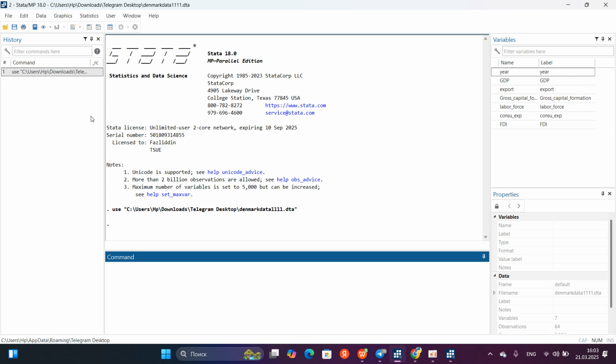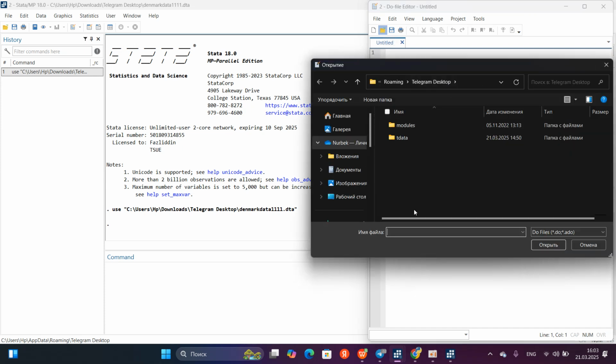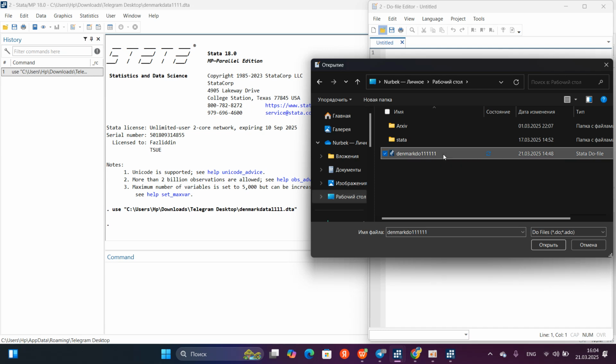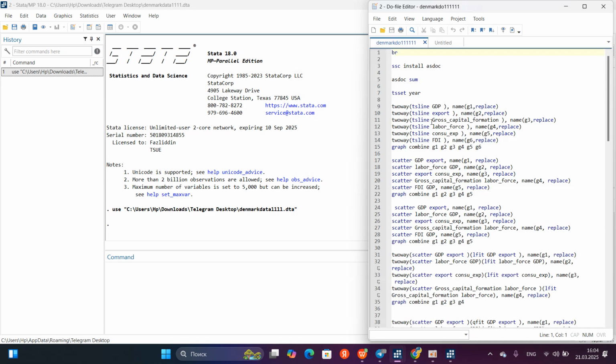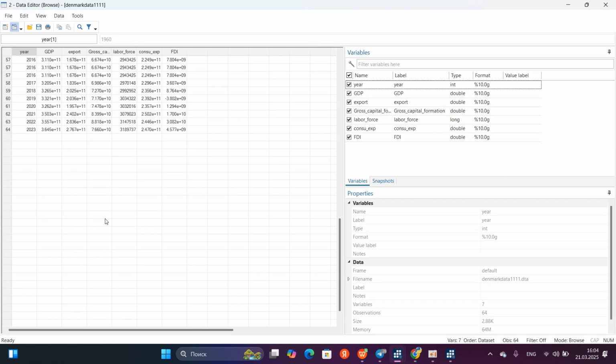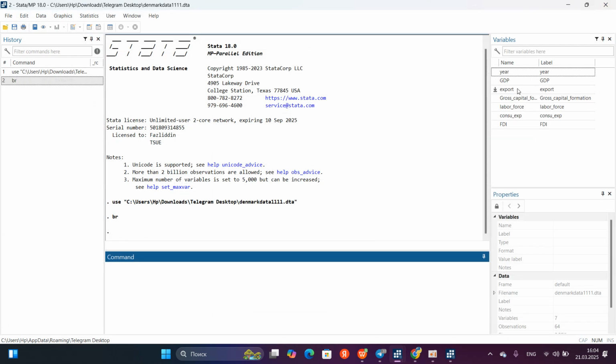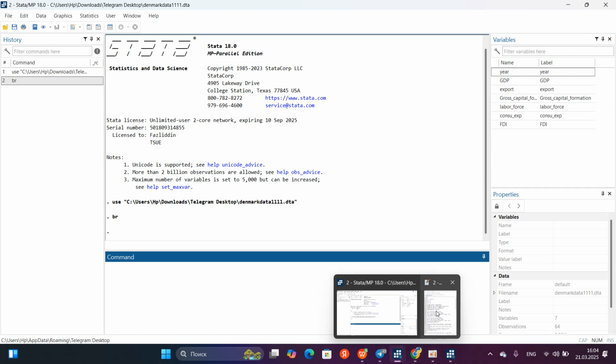We have to load our do file. How can we do it? First of all, open a new do file and press the open file button. From there, we have to import our do file. Okay, here you can see my do file. First of all, we have to browse in order to see our files. Okay, you can see all the information is correct, and then we can start our actions.